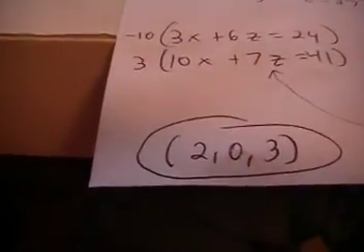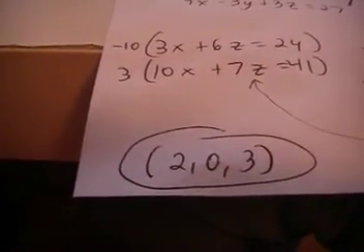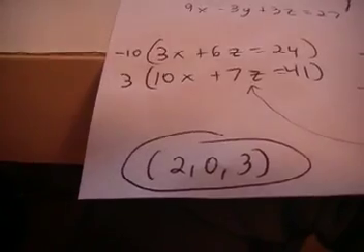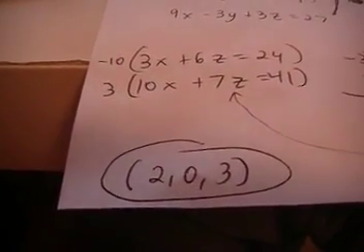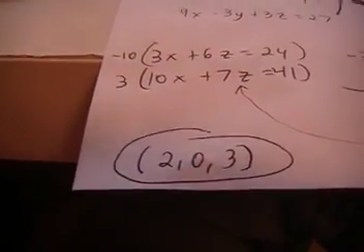And then we write a coordinate alphabetically, x, y, z. X was 2, y was 0, z was 3. It's just a 3-way coordinate, 2, 0, 3.